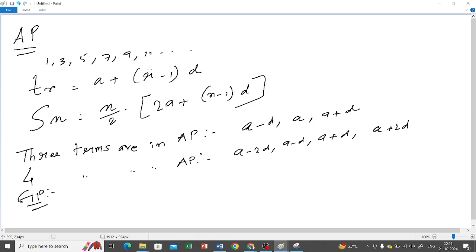So GP is a series which has a common ratio. So what is the formula for rth term of a GP? Shritama, what is the formula for rth term of a GP?